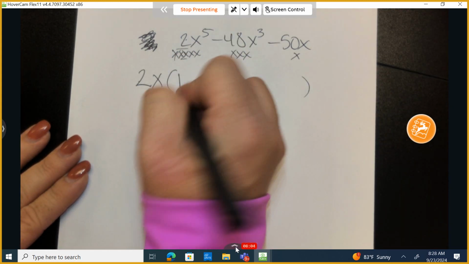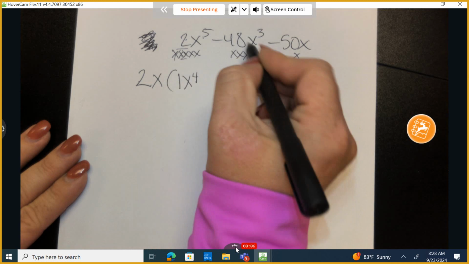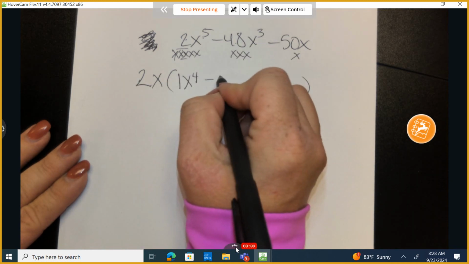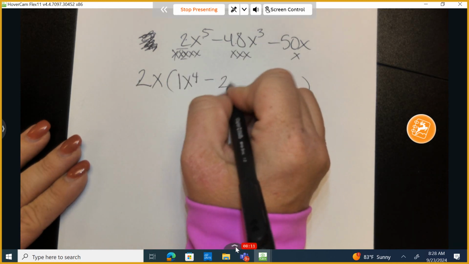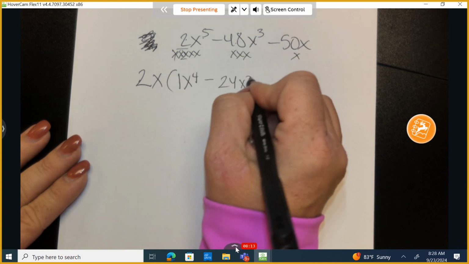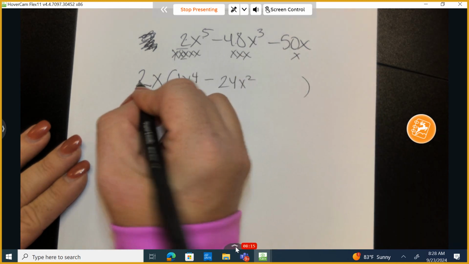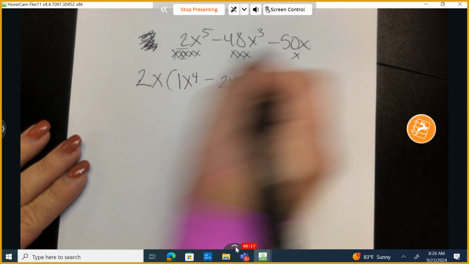2 divided by 2 is 1. I need a total of 5 x's. I need 4 more. 48 divided by 2 is going to be, help me out here, 24. I need 3 x's, so I need 2 more. 50 divided by 2 is 25. I need 1x. I already have it.